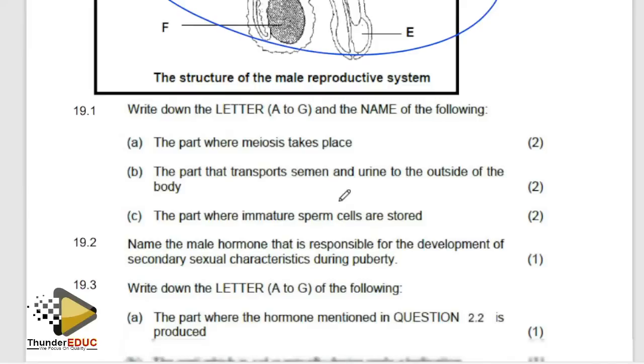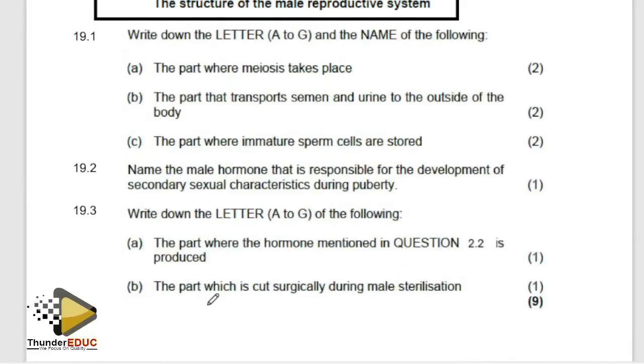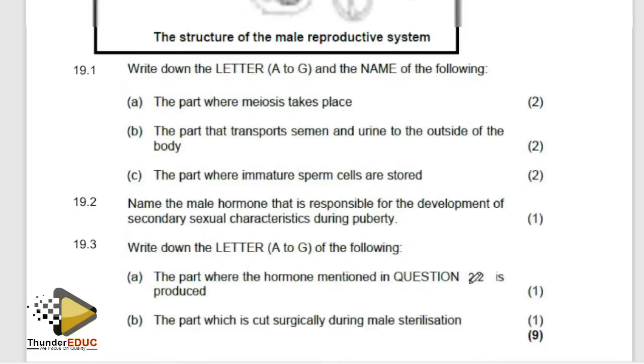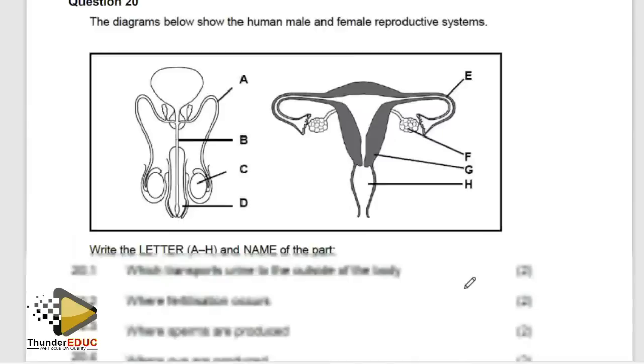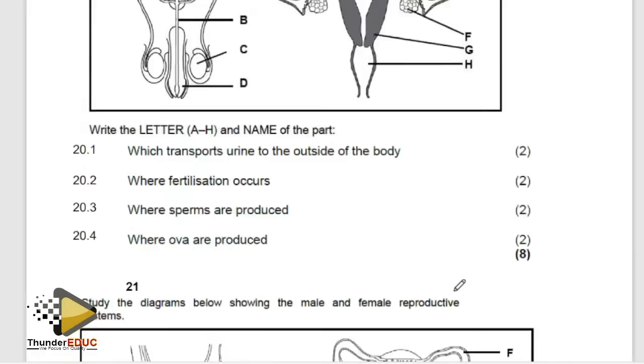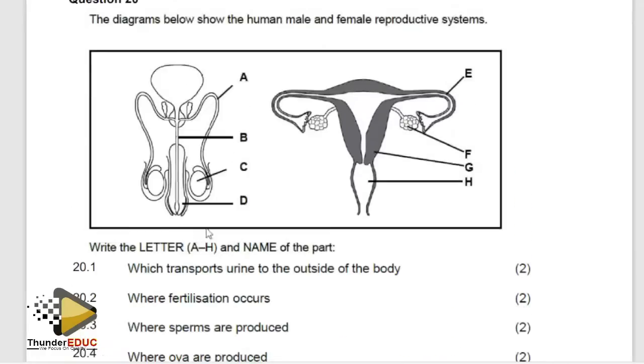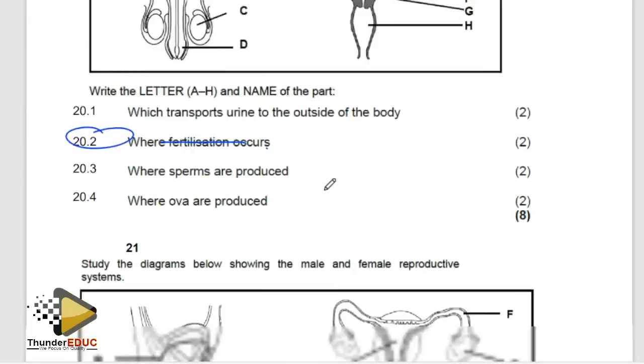Name the part which is surgically cut during sterilization. We say that is the vas deferens, B, and the process is called vasectomy. So I'm just choosing a question to see if we can answer it. Okay, this one. Where does fertilization occur? In the fallopian tube. You see? It occurs in the fallopian tube. Not the oviduct. I said it.